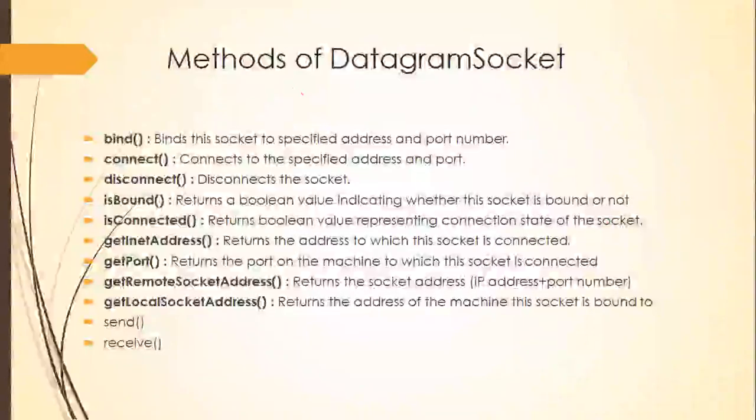So we'll continue. We'll quickly see the methods of datagram socket. There are lots of methods: datagram socket, bind, connect. Binding is nothing but making a relationship between an address and a port number. Connect, you will connect it. Disconnect, you will disconnect it. Is bound means is the socket a bound one or not. Is connected, whether you are connected or not. Get INET address returns the IP address. To return the port, you have get port. To get a remote address or a local address, you have methods.